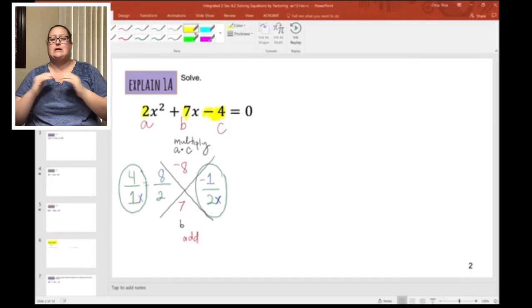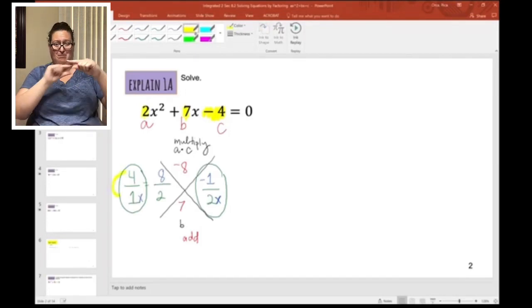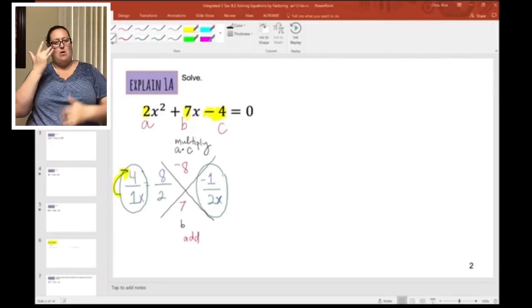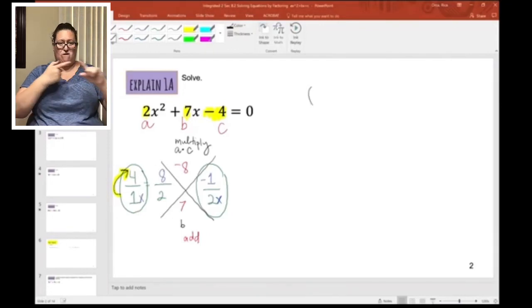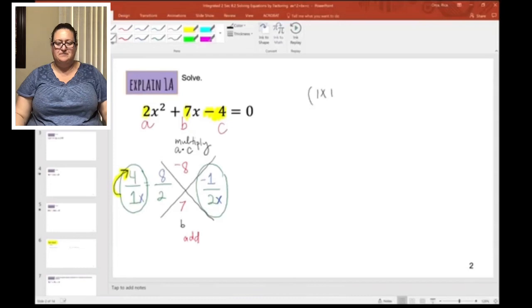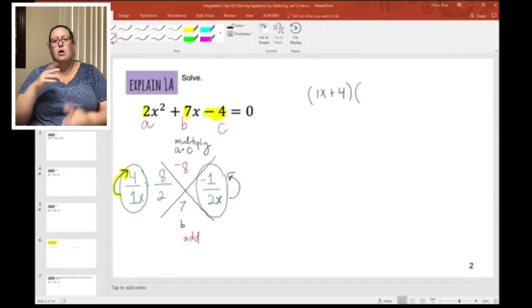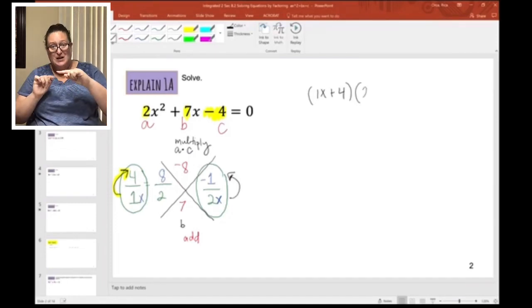Remember how earlier I told you that this method was called the bottoms-up method? Well, here's why. Now we're going to write out the factors from the bottom up. The factors are, you can put 1x plus 4, or you can put x plus 4 times the second fraction, which is 2x minus 1. Write it from the bottom up, equals 0.